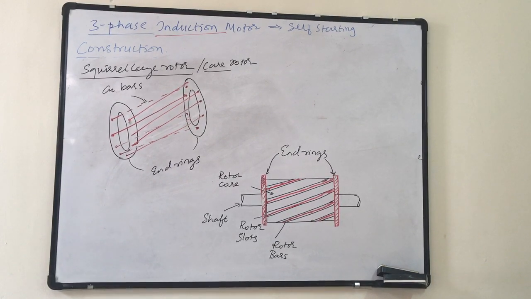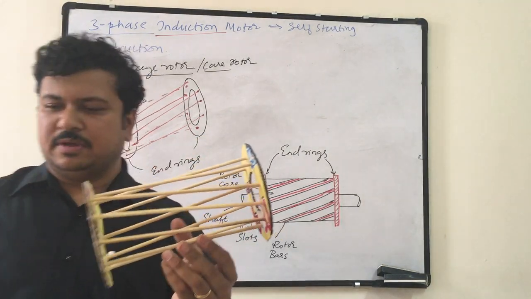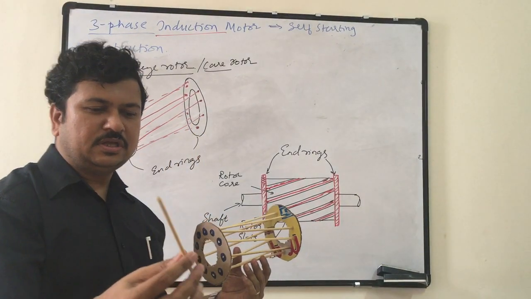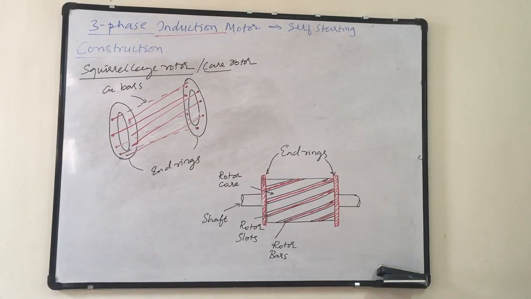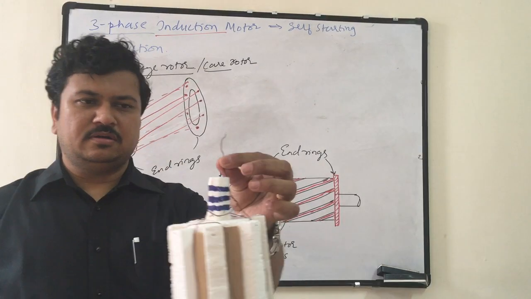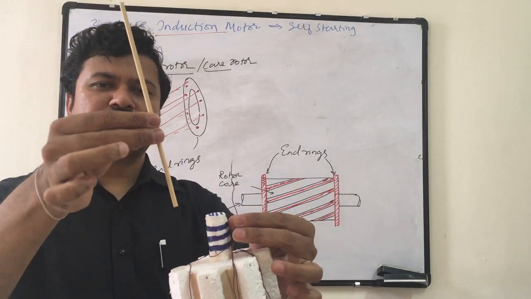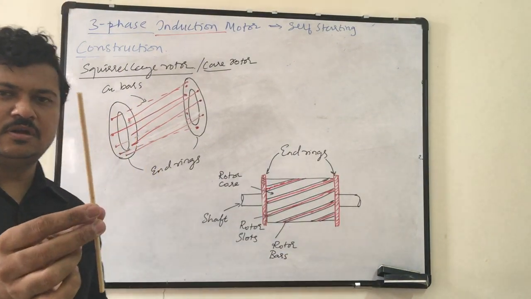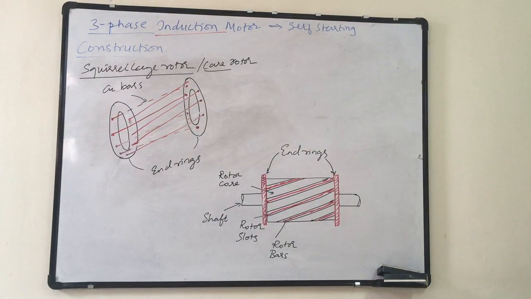I have a small prototype for that. These two are the end rings, and this is a copper bar. So you can consider this as one thick copper bar. Now see the cross section of wire and the cross section of bar. So this is a wire, or winding, what we use. This is the conductor that I use in my squirrel cage rotor. So these are very thick copper bars. Obviously this is not copper. This is wood. This is a prototype.